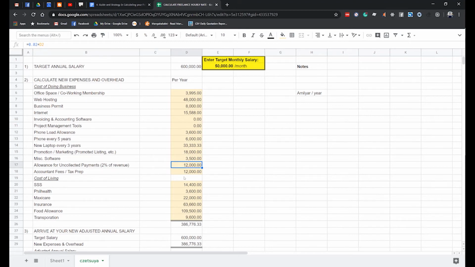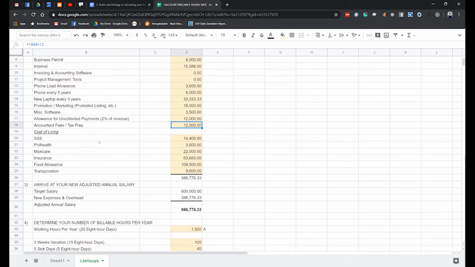And then accounting fees, because remember, she has a business, so she's paying around 12,000 per year. Now, here are some of the government mandatory contributions. So she's paying a premium for SSS, which costs around 14,400, roughly around 1,200 per month. PhilHealth, 300 per month. MaxiCare, so this one is also a premium, 5,500 per month, so around 22,000 per year. This one is really important because it keeps your mind at ease.